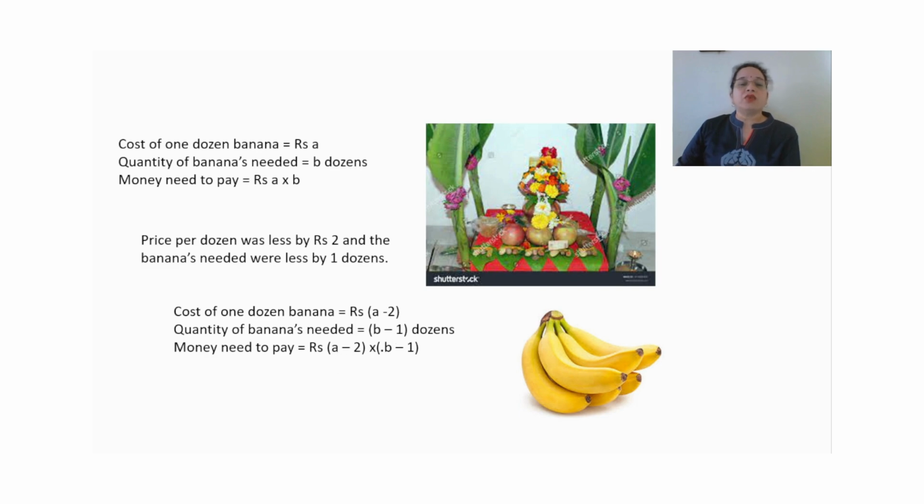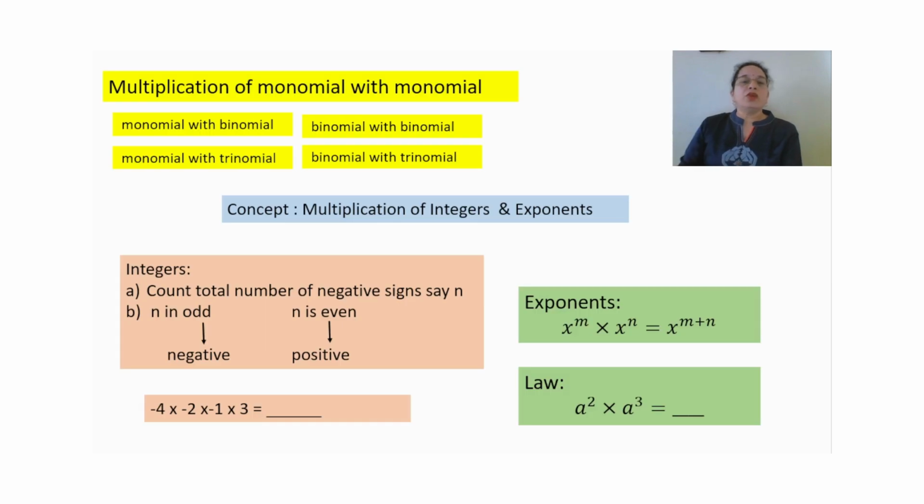So A-1 multiplied by B, A-2 multiplied by B-1. So this is again binomial, this is again binomial. So the cost is the product of binomial with binomial. So this way we need this monomial, binomial, or multiplication of algebraic expressions. So now here we will deal one by one with all types of multiplication: multiplication of monomial with monomial, monomial with binomial, monomial with trinomial, binomial with binomial, binomial with trinomial.